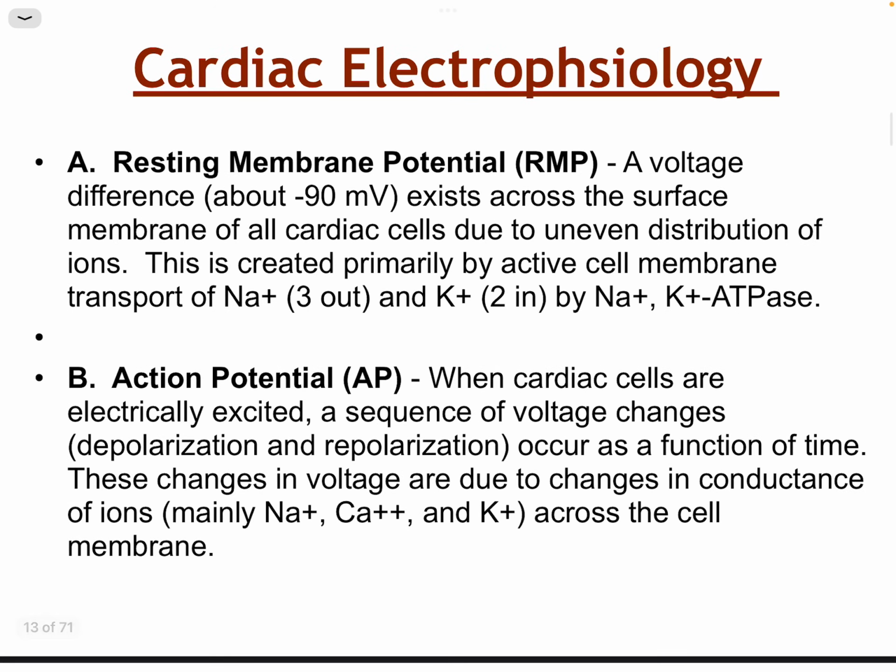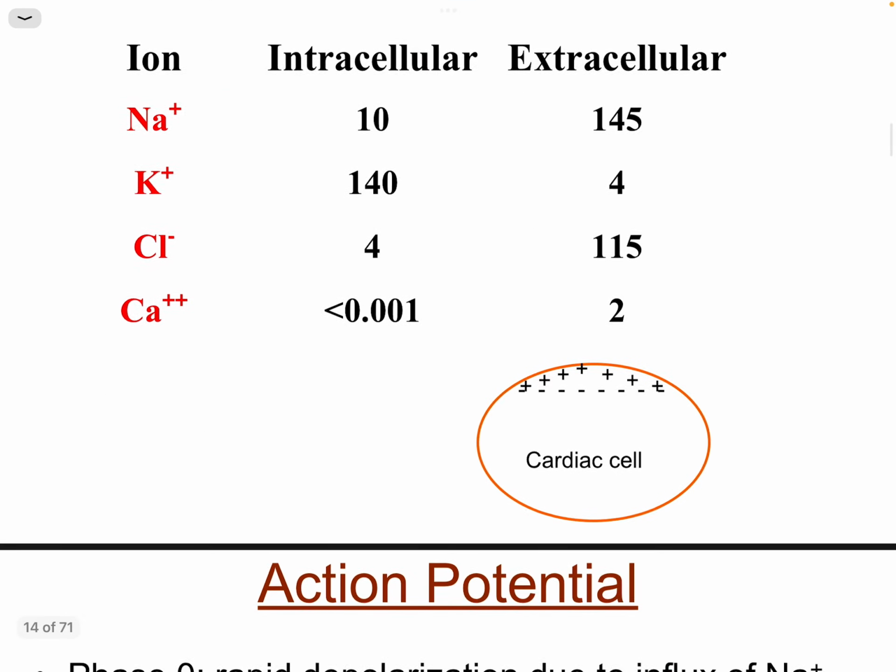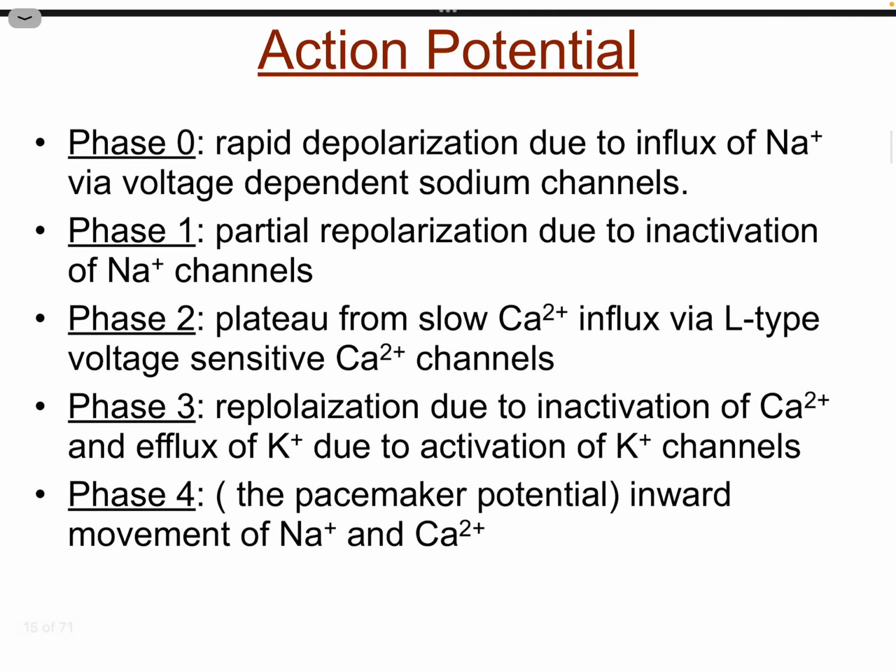So let's talk about how an action potential is produced. When the cardiac cells are electrically excited, a sequence of voltage changes, depolarization and repolarization, occurs as a function of time. These changes in voltage are due to changes in conductance of ions. As I said in the beginning, sodium, calcium, and potassium across the cell membrane. And this is the action potential sequence of events.